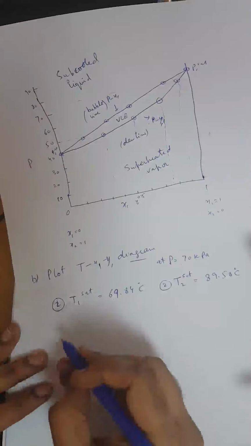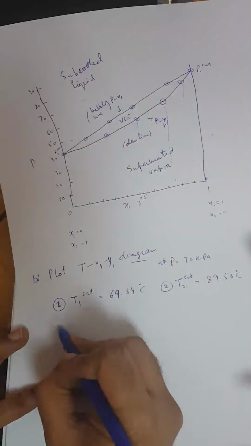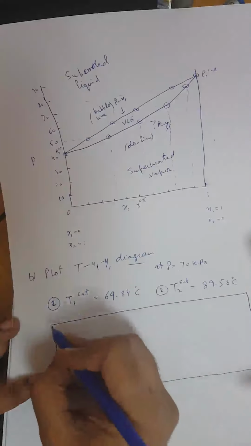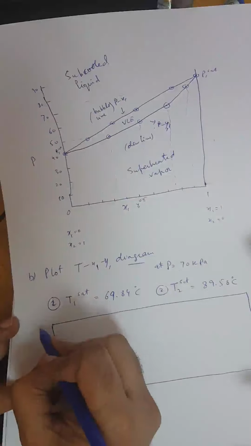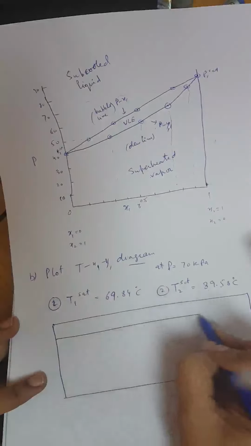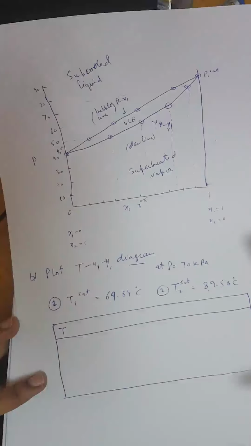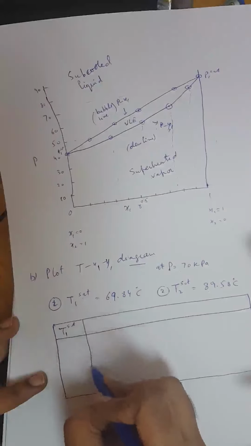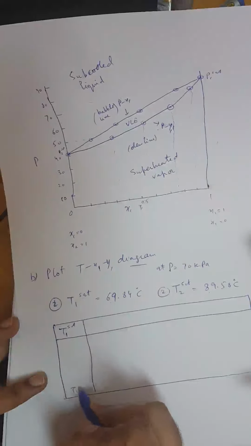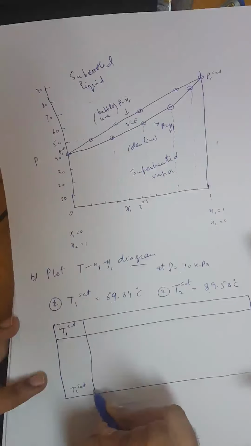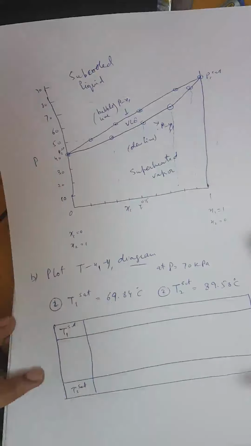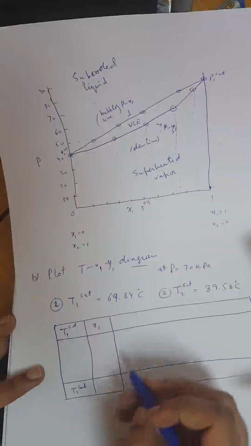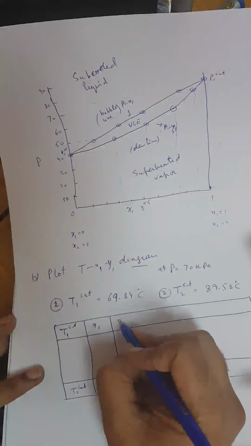So I will write down again, make a table. You can see the full solution in my slide. I will do just the third step, this one. I will write temperature over here. Okay. So T1 set, and here T2 set. Here we have x1, and here we will have y1, sorry.